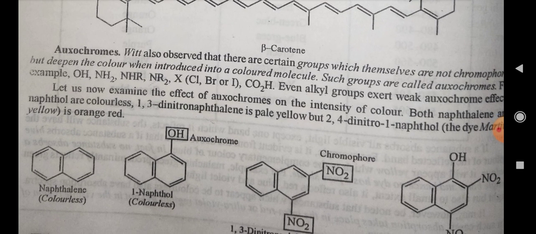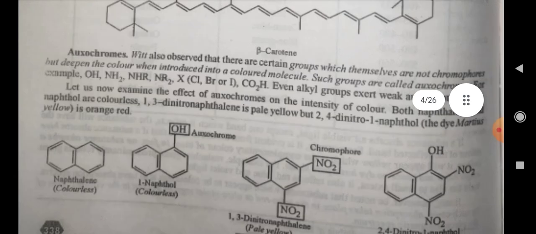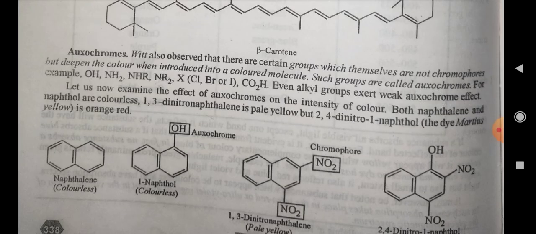Oxochromes. Witt also observed that there are certain groups which themselves are not chromophores but deepen the color when introduced into a colored molecule. Such groups are called auxochromes, for example OH, NH2, NHR, NR2, halide groups X, CO2, CO2H. Even alkyl groups exert a weak auxochromic effect.